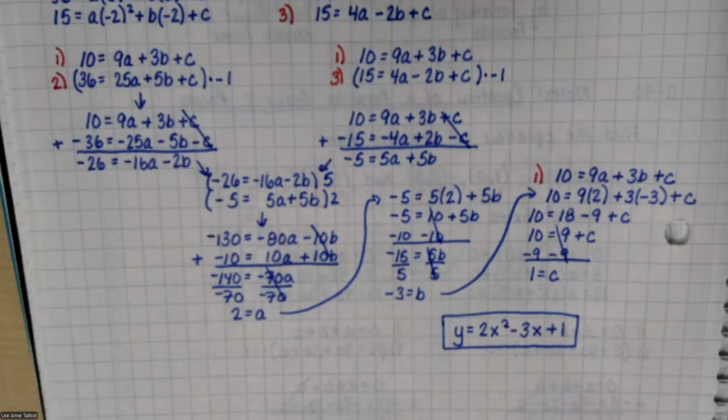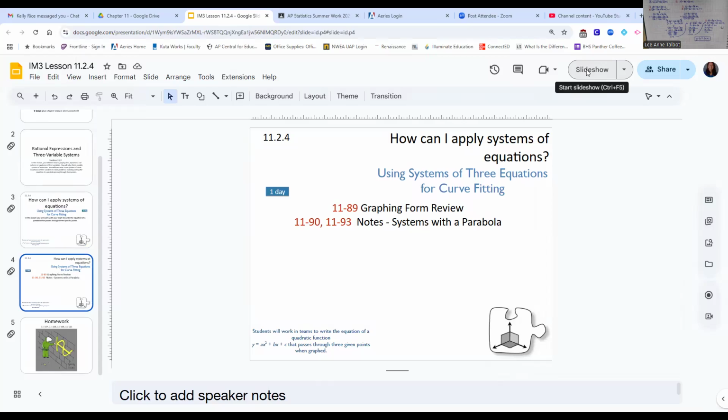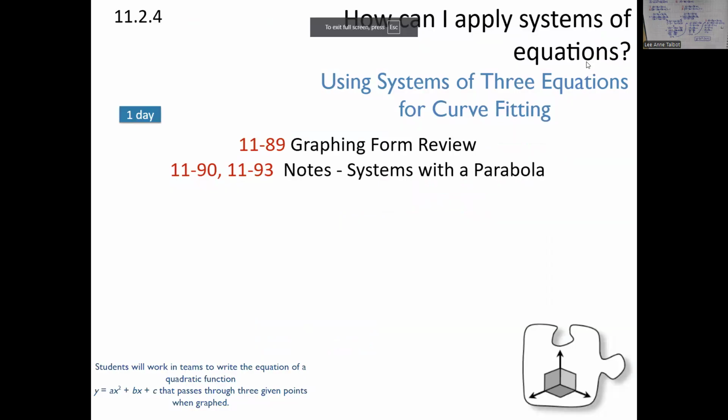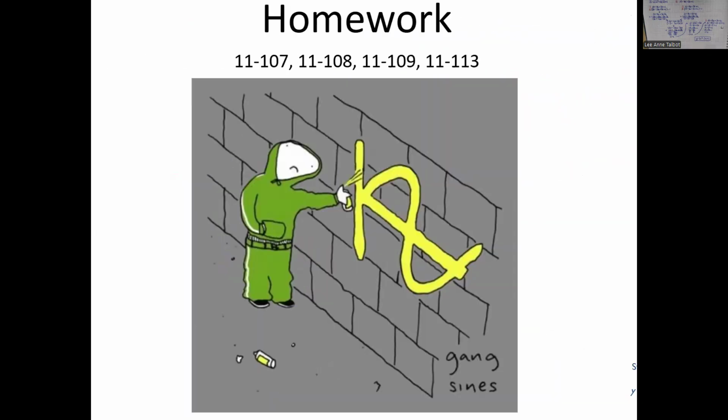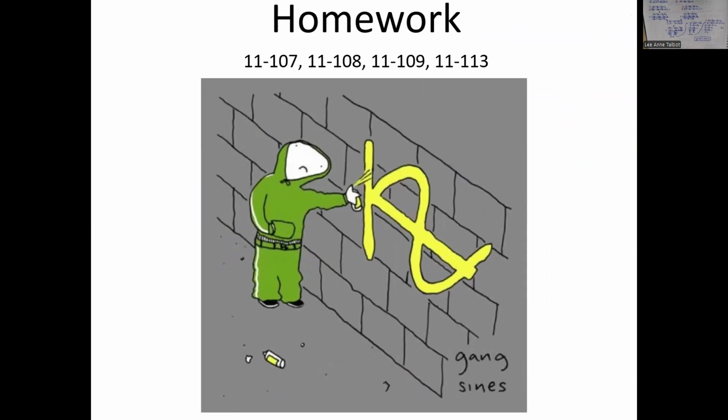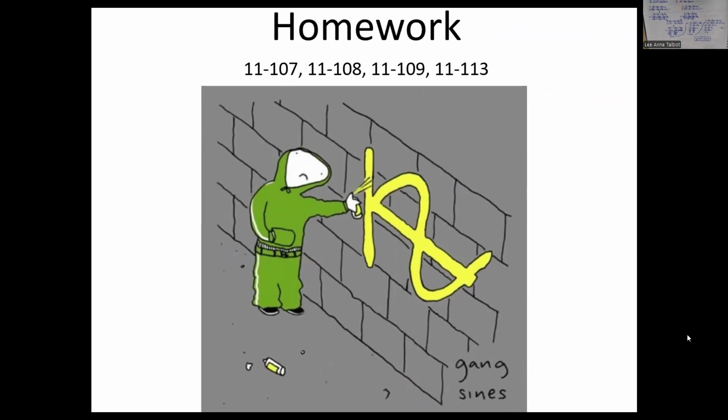You guys, I will come right back to this screen in a second. Let me show you my last joke of the year. Okay. Okay, so we did the systems with the parabola. There's the homework, and this is my last joke. Oh, I gotta move this. Gang signs. Okay. You like it.